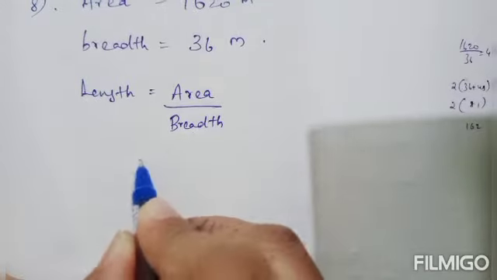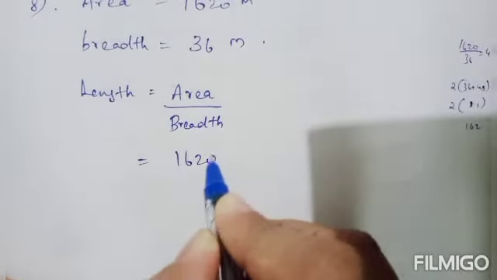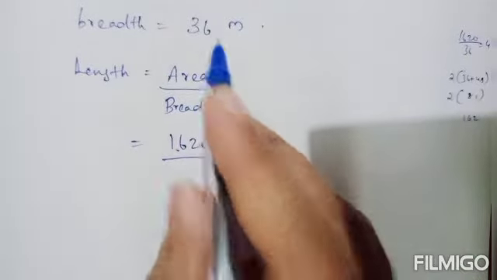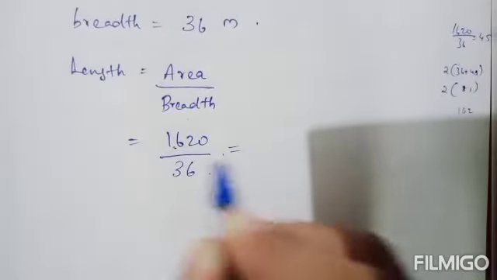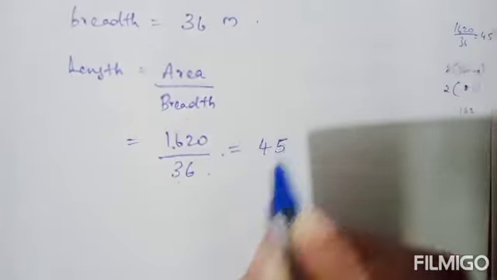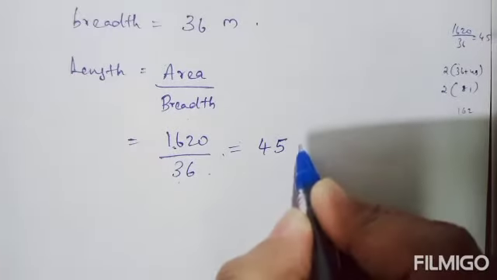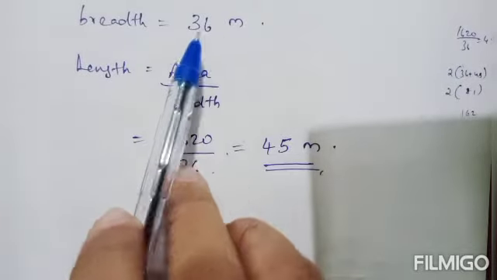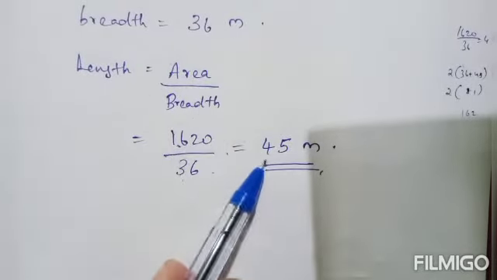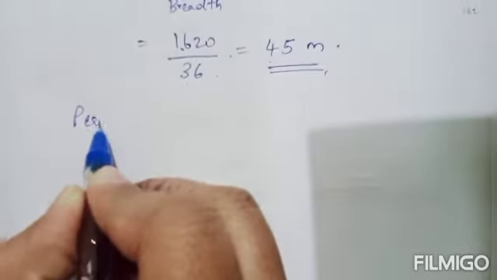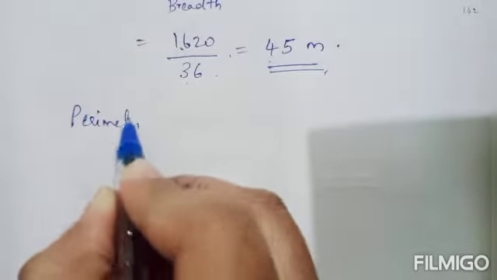Okay, so area is given 1620, so you can substitute, divided by breadth, which is given 36. So 1620 divided by 36 you will get 45. Okay, so 45 meter. Length and breadth will have the same unit. So 36 meter is breadth, and 45 meter will be the length. Okay, now in that, one more question is there. You have to find the perimeter of the hall.